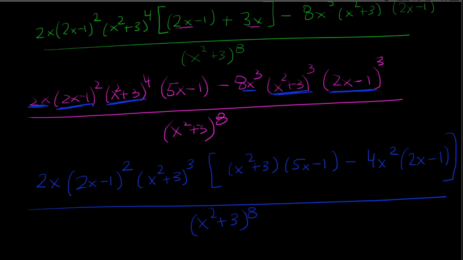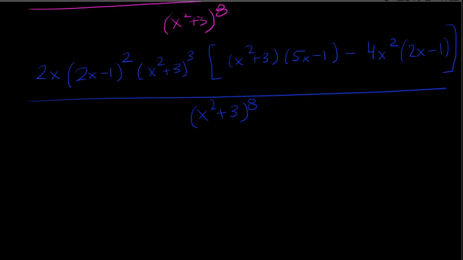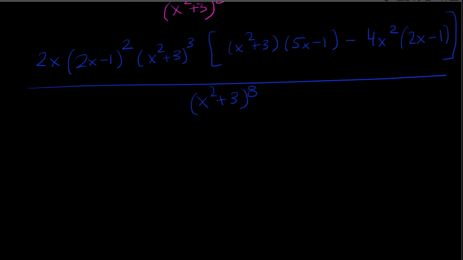Okay, so we're going to keep simplifying. We're going to distribute this out, so we're going to FOIL it out. I'm going to rewrite it on the bottom here. That will be 5x cubed minus x squared plus 15x minus 3. And then minus, so I'm going to keep the negative outside, and I'm going to distribute the 4x squared. So that would be 8x cubed minus 4x squared.